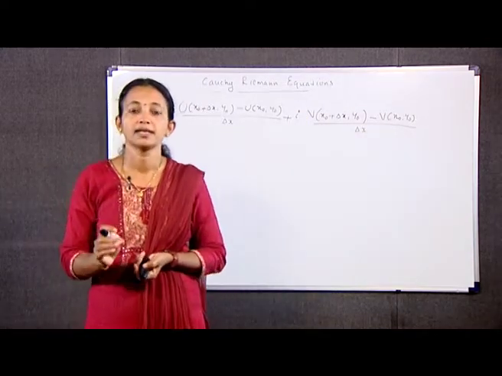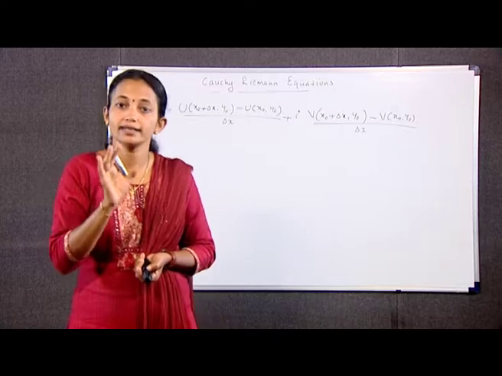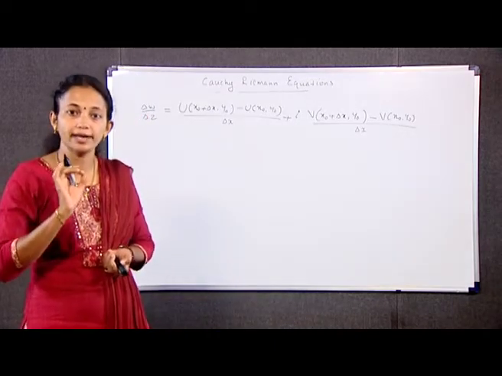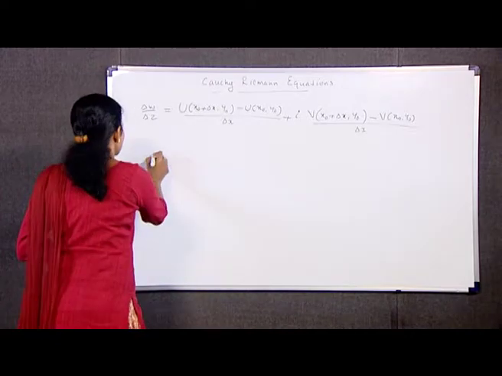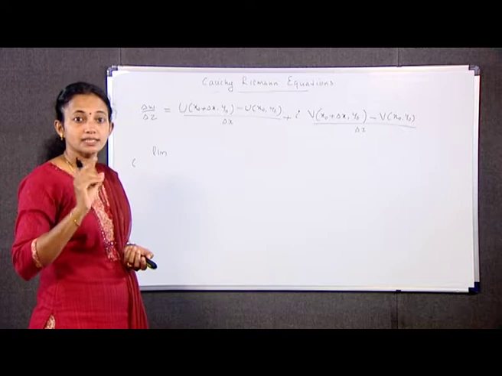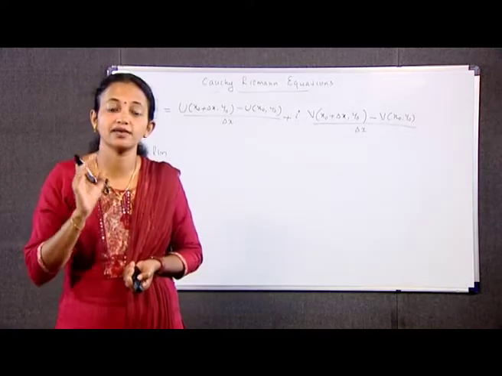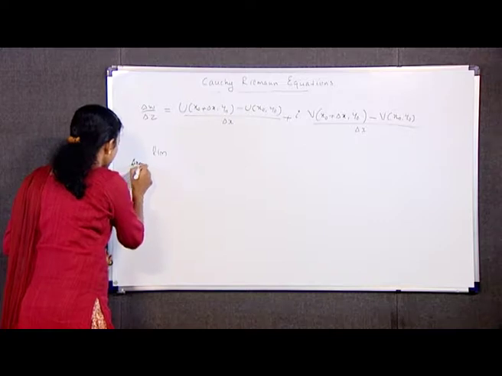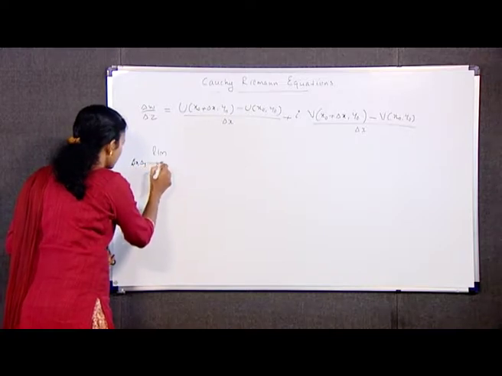Thus, the limit as (delta x, delta y) tends to (0, 0) of the real part of delta w by delta z is equal to, that is, the limit as delta x and delta y tend to (0, 0).